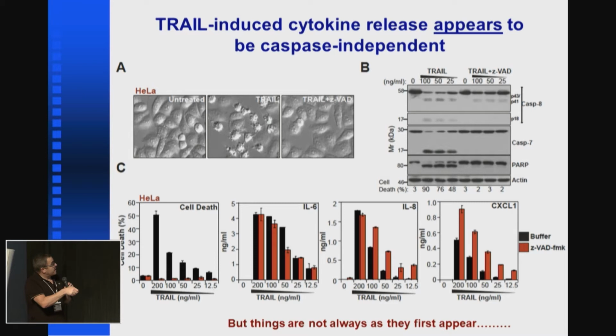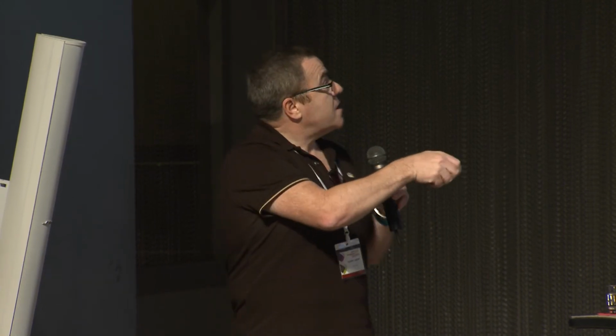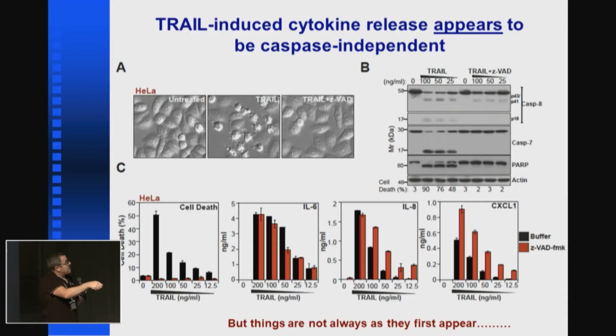We did not block cytokine production if we blocked caspase 8 activity. In fact, if anything, you can see here in many cases we got more cytokine production or chemokine production when we treated cells with TRAIL in the presence of caspase inhibitors. So that seemed to suggest to us that you didn't need caspases for TRAIL or FAS-induced cytokines or chemokines, because if you blocked caspase activity, you blocked death, but you enhanced cytokine production.